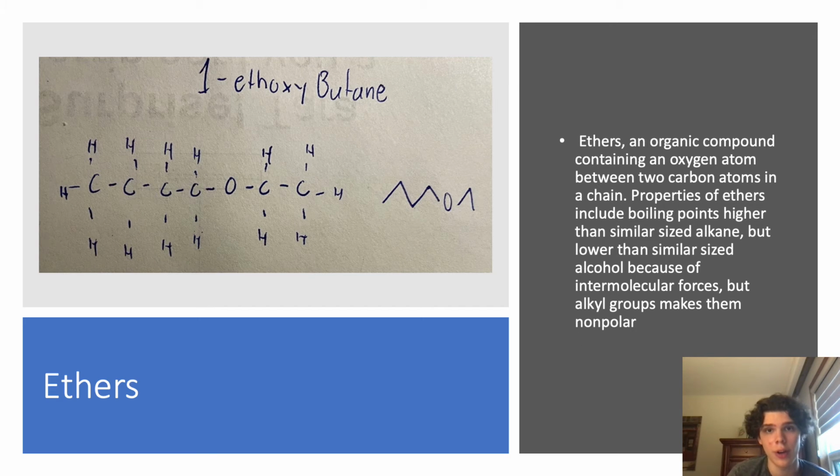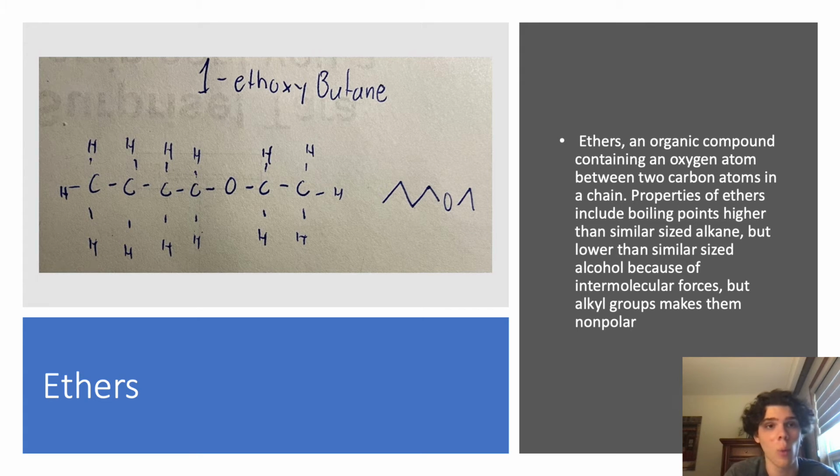Moving on to ethers, an organic compound containing an oxygen atom between two carbon atoms in a chain. Properties of ethers include a boiling point higher than similar-sized alkanes, but lower than similar-sized alcohols because of intermolecular forces. But alkyl groups make them more nonpolar. So when naming, identify the two alkyl groups, write the name of the shorter group with -oxy, then the longer alkyl group as if it were an alkane, and add the number if attached somewhere else in the chain.